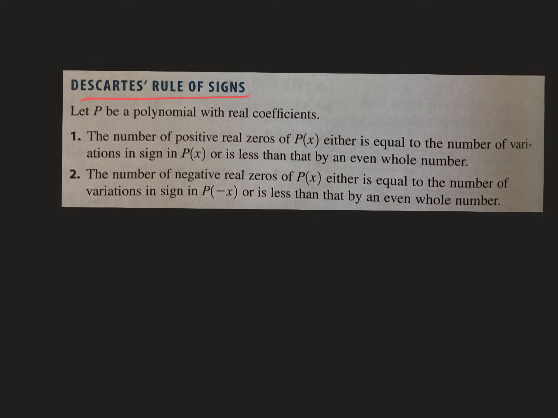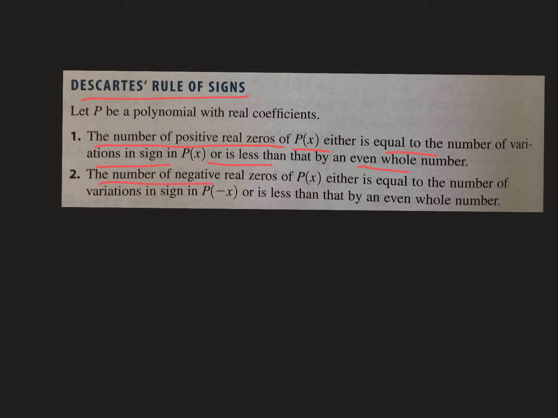When we read this, it's going to sound really confusing, so I'm going to read it and go through it real quick, but the example on the next slide will help explain it. Number one, the number of positive real zeros that a polynomial has is equal to the number of sign changes, or is less than that by an even whole number.